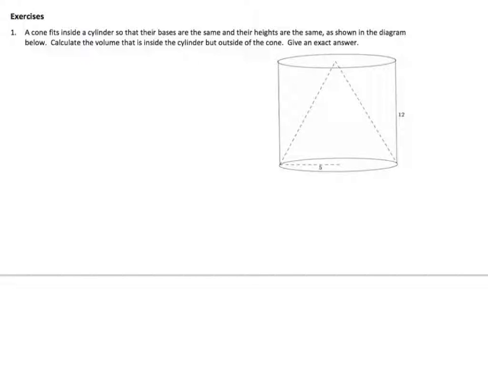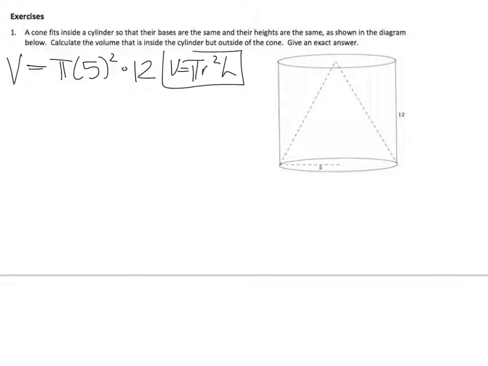Let's look at the volume of the cylinder first, because that's probably the easier one to figure out. Volume of the cylinder is big B times H. Big B is the area of the base. The base is pi r squared times H. So we've got pi r squared times H. This gives me 5 squared is 25. 25 times 12, I can't do in my head. 300. So the volume of the cylinder is 300 pi.